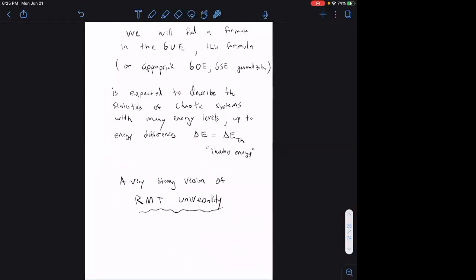Yeah, and before we do that, I'll say now that the stronger statement of random matrix universality is not just that this Wigner surmise describes a chaotic system, but that this function in red also describes any chaotic system. The same function in red. We'll write down, in fact, a precise formula for that function in red.